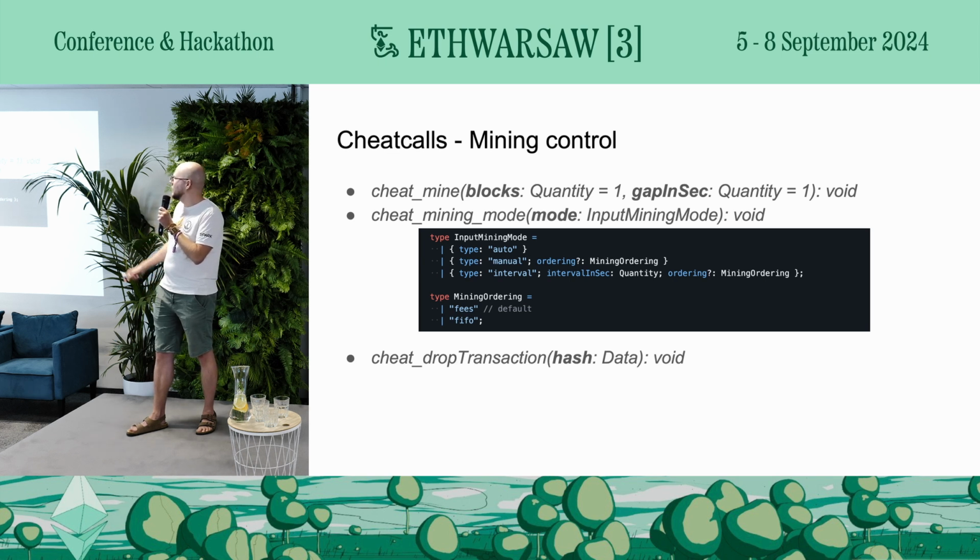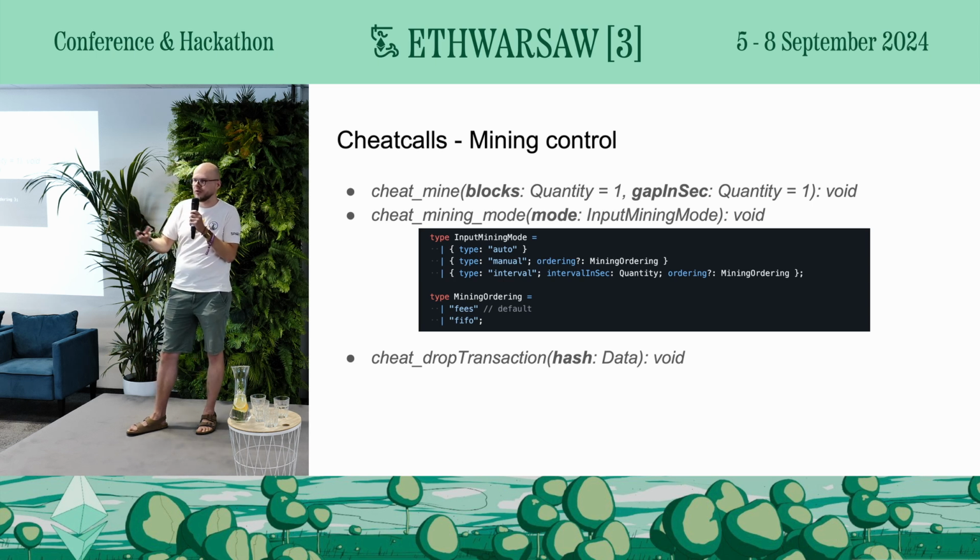And there's ordering of the transactions in the mempool. Basically a node maintains a mempool, and you can specify if the mempool should work like first in, first out, or order transactions by fees. This is what mainnet nodes usually do. And then finally, there's interval mining, kind of similar to mainnet, where you specify some interval and ordering.